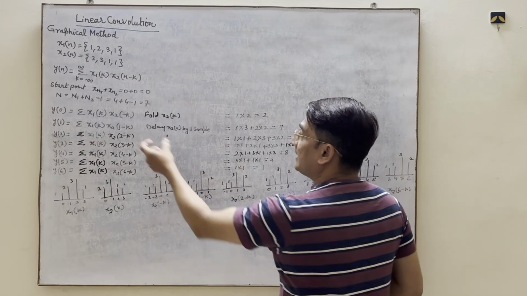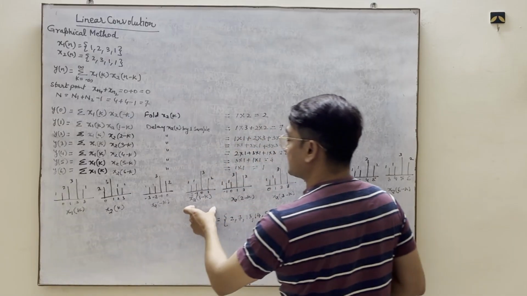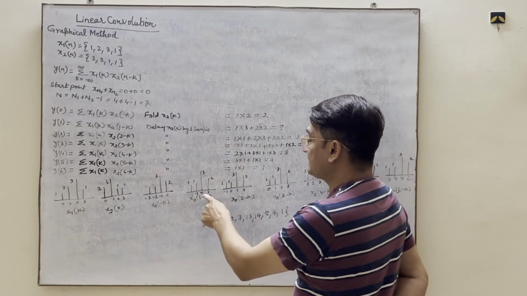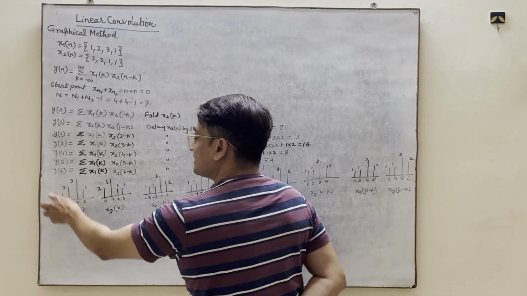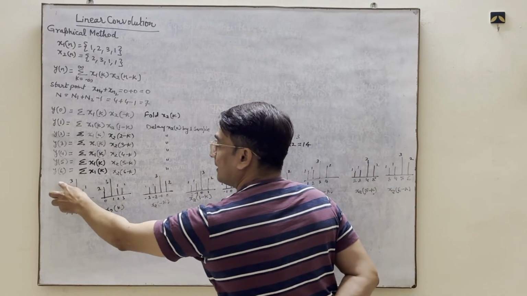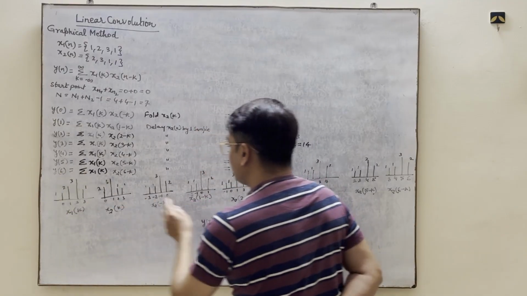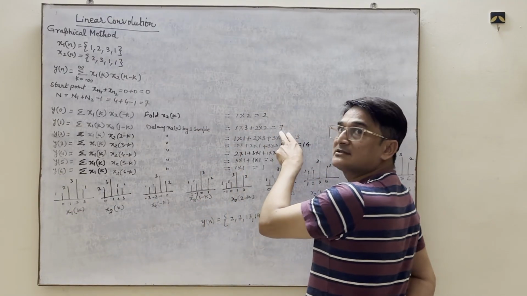So now you will multiply x2 of 1 minus k with x1 of k. So this and this. How many common samples? At n is equal to 0 and at n is equal to 1. So at n is equal to 0, 1, at n is equal to 0, 3, so 1 into 3, and 1, at n is equal to 1 it is 2, at n is equal to 1 it is 2, so 2 into 2. So 4 plus 3 it is 7.